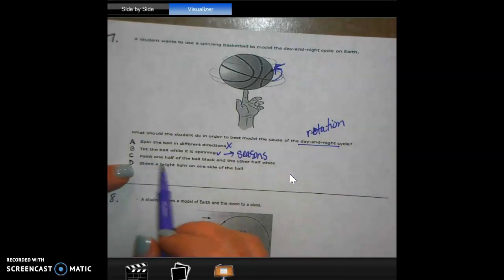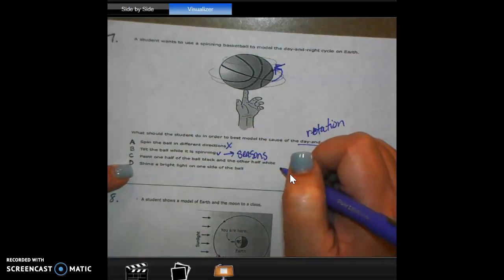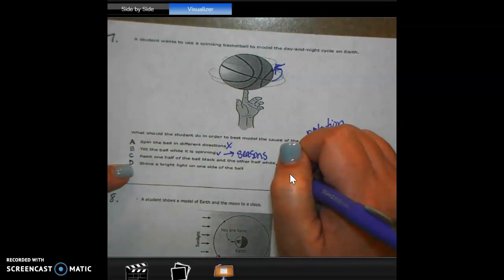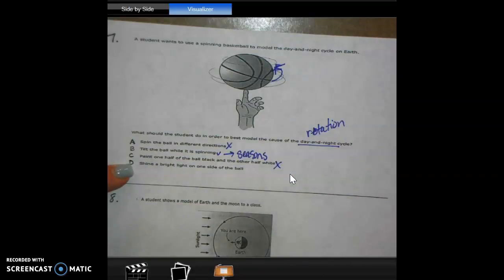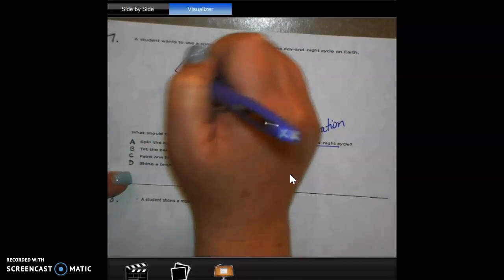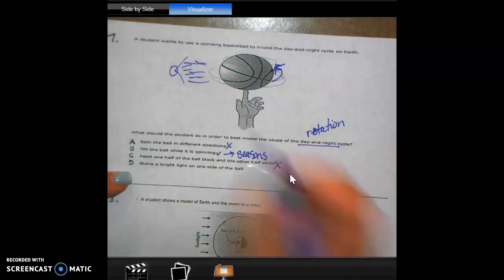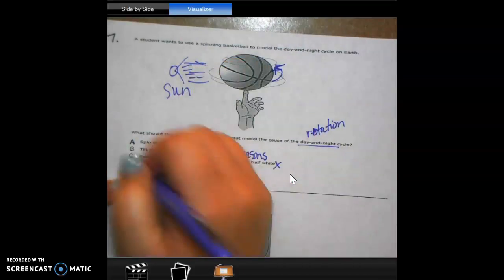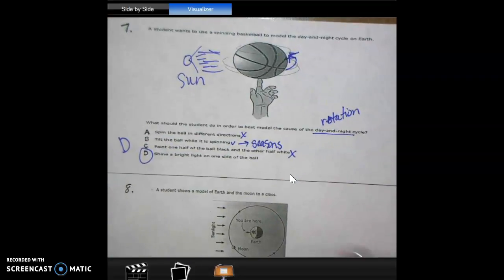Paint one half of the ball black and the other half white. Well, that might kind of improve it, except that one half of the ball would always be in night, the other half would always be in day, and that's not accurate either. Shine a bright light on one side of the ball. So if we had a light shining, there's our light bulb shining on the ball, then that would kind of be our sun, and that would be the best way to improve this model to show day and night.